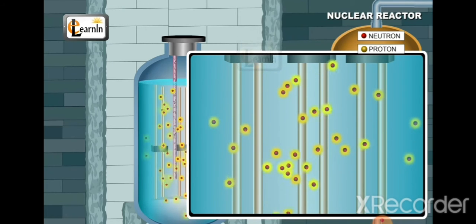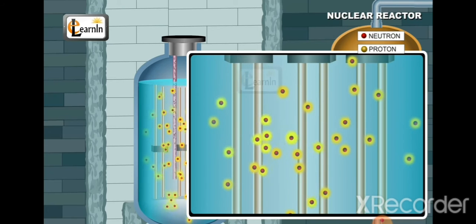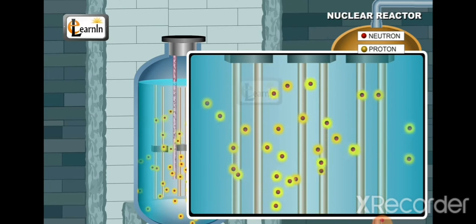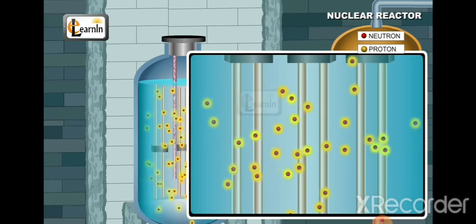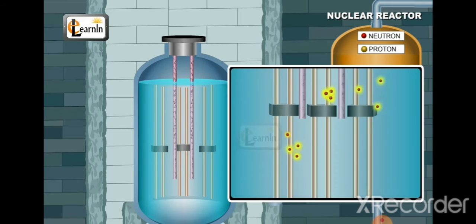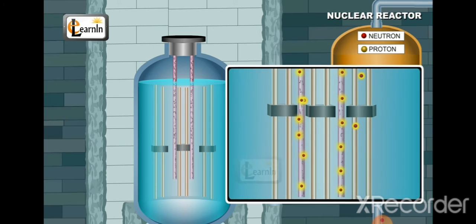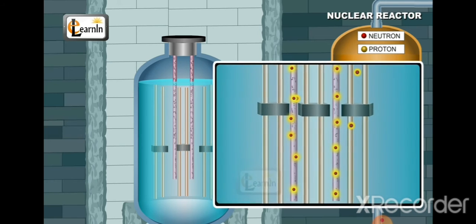By controlling the number of spare neutrons available at any given time, the rate of nuclear fission chain reactions can be controlled. This control on the fission reaction can be maintained using control rods. The main function of the control rods is to absorb any excess or spare neutrons in the moderator in order to prevent any further fission reactions.